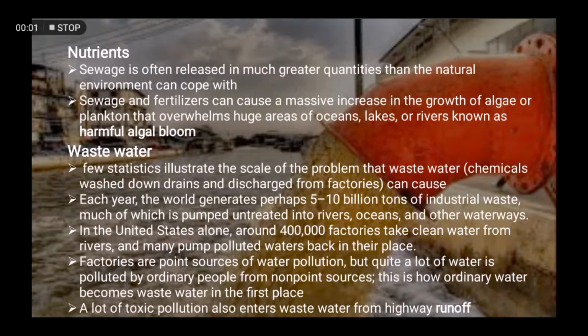Wastewater. Few statistics illustrate the scale of the problem that wastewater, chemical wash down drains, and discharge from factories can cause. Each year, the world generates perhaps 5 to 10 billion tons of industrial waste, much of which is pumped untreated into rivers, oceans, and other waterways. In the United States alone, around 400,000 factories take clean water from rivers, and many pump polluted waters back in their place. Factories are sources of water pollution, but quite a lot of water is polluted by ordinary people from non-point sources.